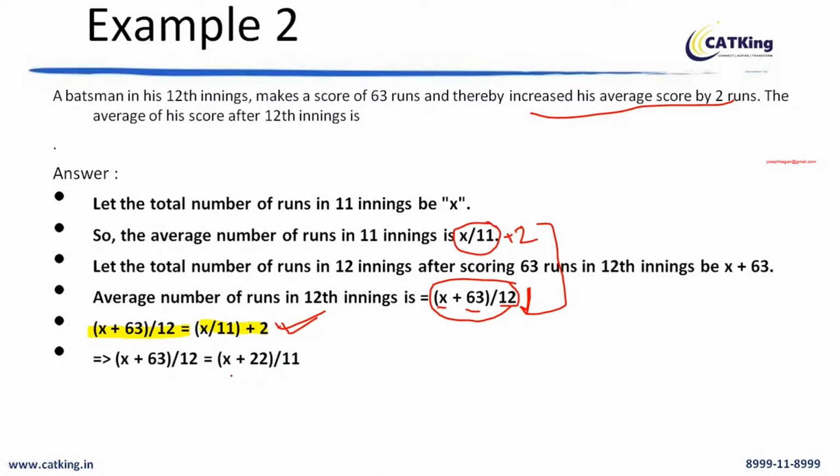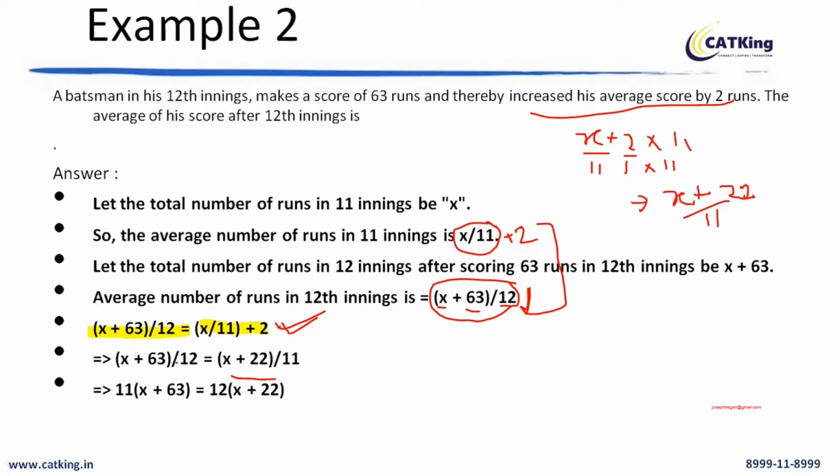अच्छा ये भी x plus 22 upon 11 कैसे आया? So this was like this x upon 11 plus 2. 2 को अपन 2 by 1 लिख सकते हैं तो LCM फाउंड करने के लिए इसको into 11 किया and इसको into 11 किया. That becomes x plus 22 upon 11.